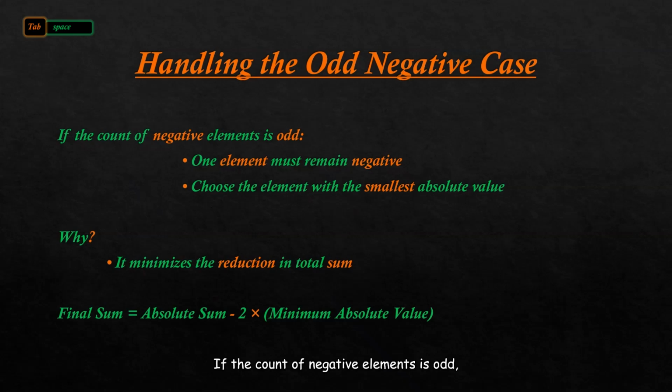If the count of negative elements is odd, one element must remain negative. To minimize the loss in total sum, we should choose the element with the smallest absolute value to remain negative. Why does this work? Because flipping the sign of an element reduces the sum by twice its absolute value. By sacrificing the smallest magnitude number, we minimize the penalty. Hence, the final adjustment becomes absolute sum minus 2 times the minimum absolute value.